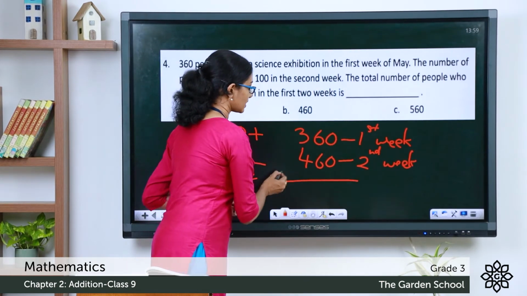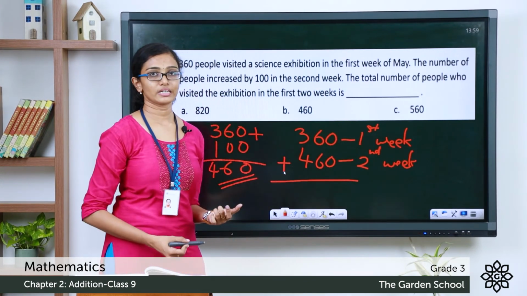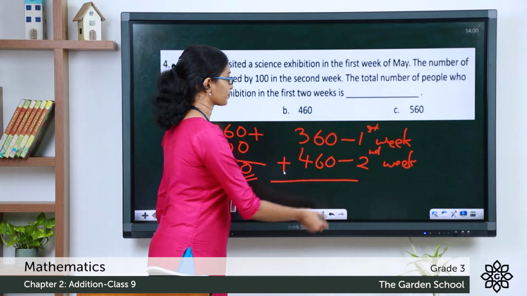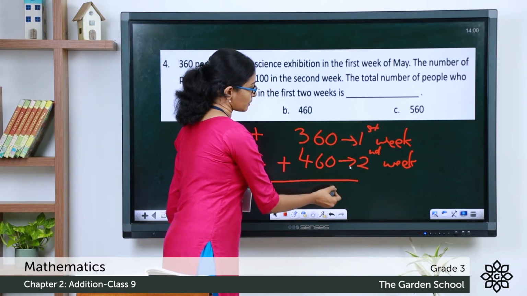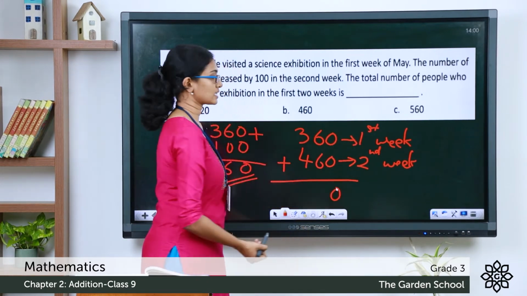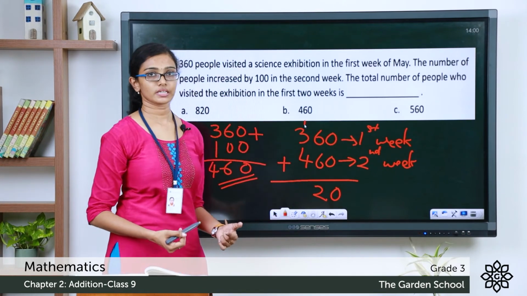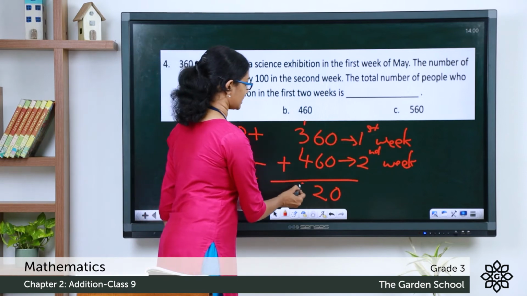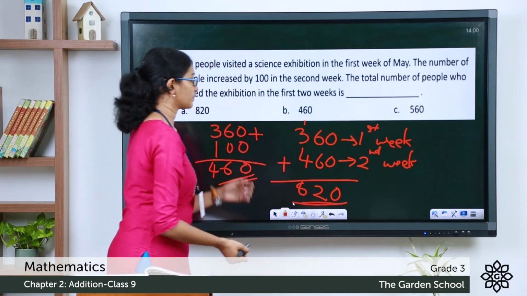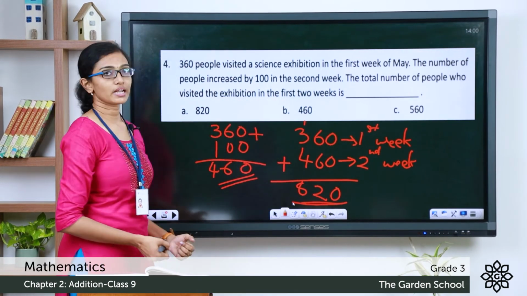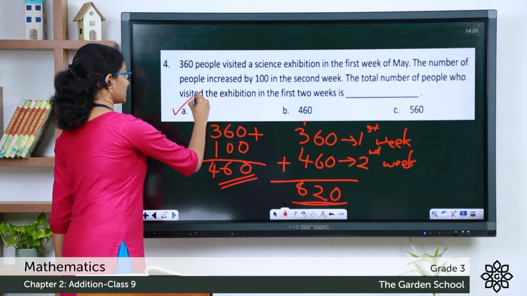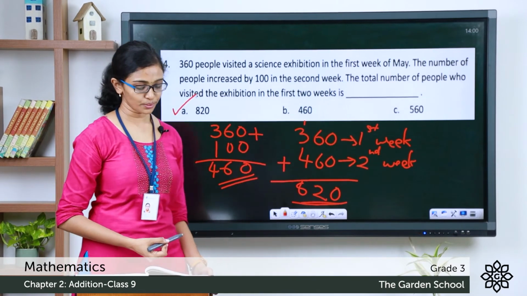So that would be 360 plus 460, which would be equal to 0 plus 0, 0. 6 plus 6 is 12. Carry over 1. 4 plus 3 is 7. Plus 1, 8. So the total number of people visited is option A, 820. Hope this is clear to you.